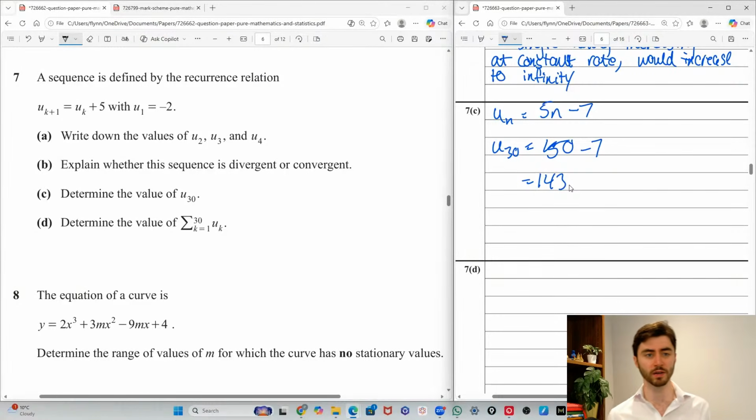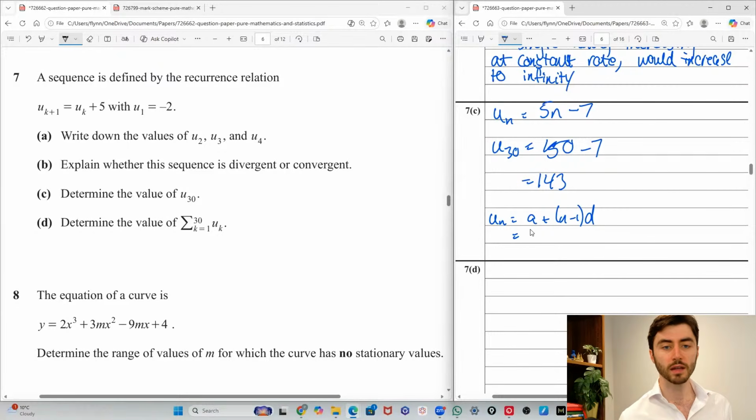I think that's the easiest way around it. Another way you can do that, by the way, is to say that Un is equal to a plus (n minus 1)d, and say that a is minus 2, n minus 1 here is 29, and d is 5, and that yields you the same answer. So that's another way you could have done that.